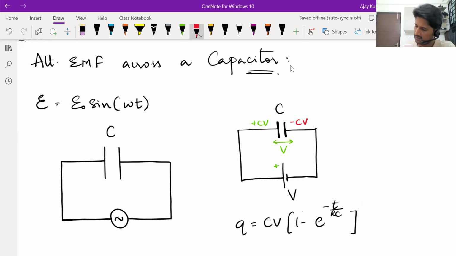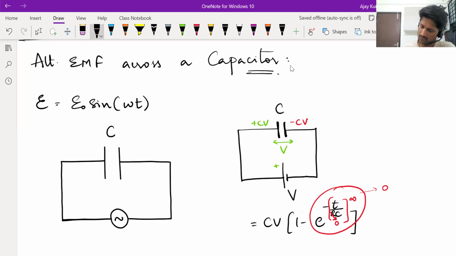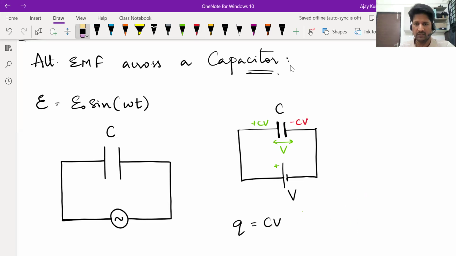But if resistance tends to 0, if there's no resistance in that circuit, look at the power. The denominator is tending to 0, which means this whole thing will tend to infinity. But there's a minus sign, that means you have e power minus infinity here. E power minus infinity is 0 or tends to 0. Therefore, charge almost immediately becomes CV. It won't take much time. So you get Q is equal to CV. So if the voltage is V, a fixed voltage, you'll see a fixed amount of charge on the capacitor.